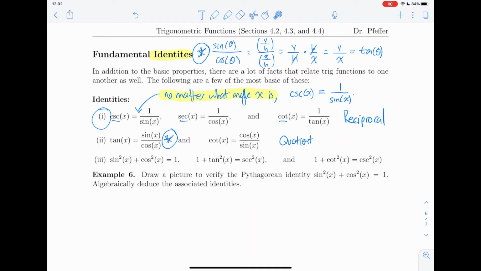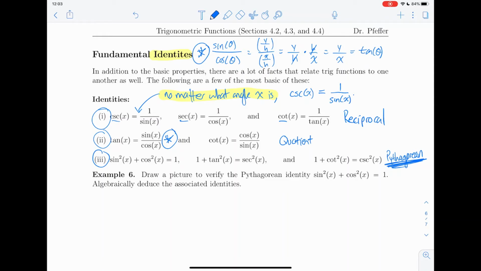Similarly, you can establish that cotangent is the reciprocal of tangent, so you get cosine over sine instead. And so that'll take care of the quotient identities. And the last set of identities we have is number 3 here. These are arguably the most useful. These are going to be referred to as the Pythagorean identities, eerily reminiscent of the Pythagorean theorem.